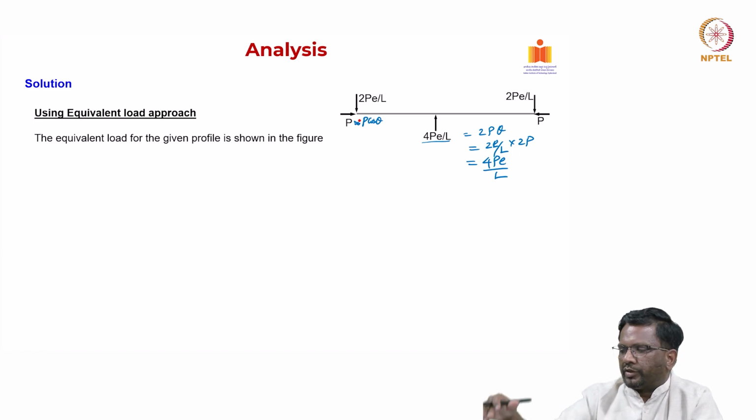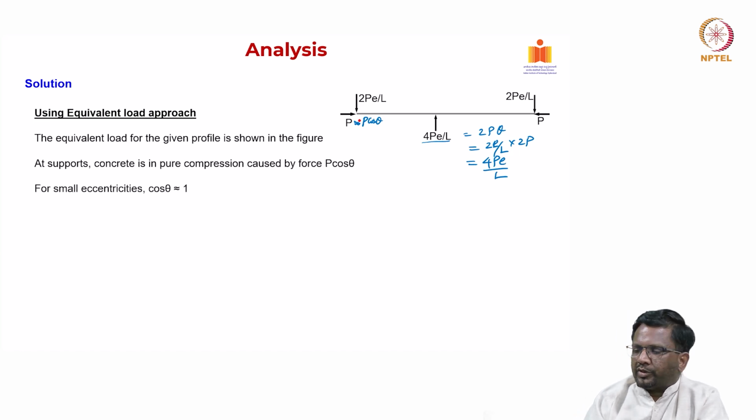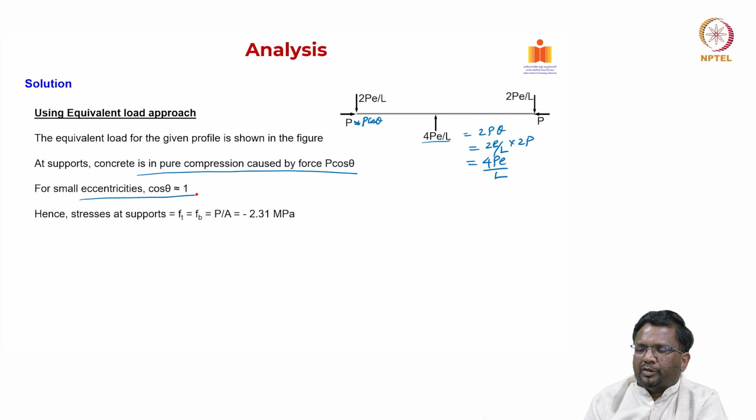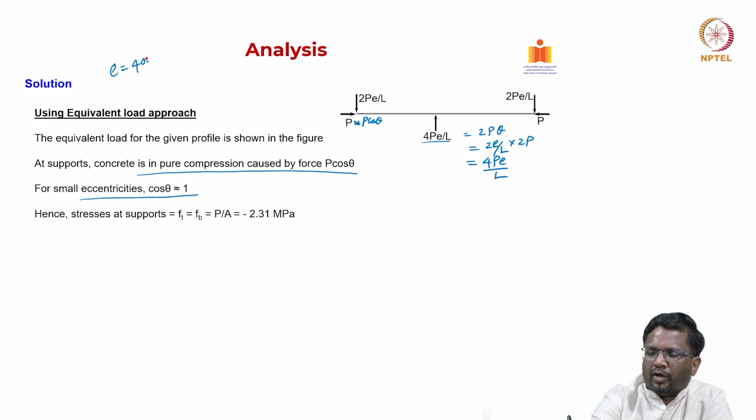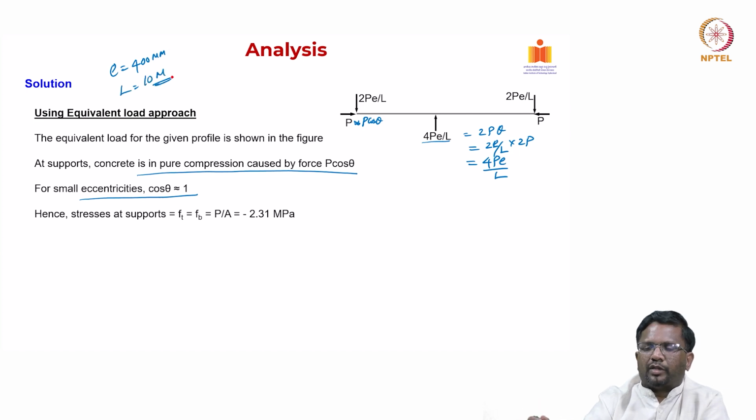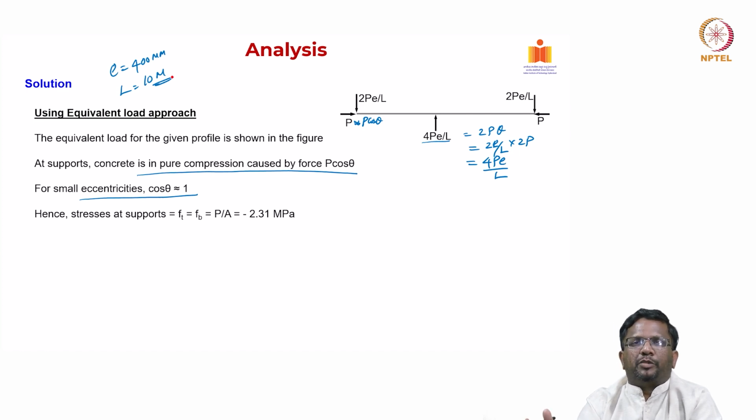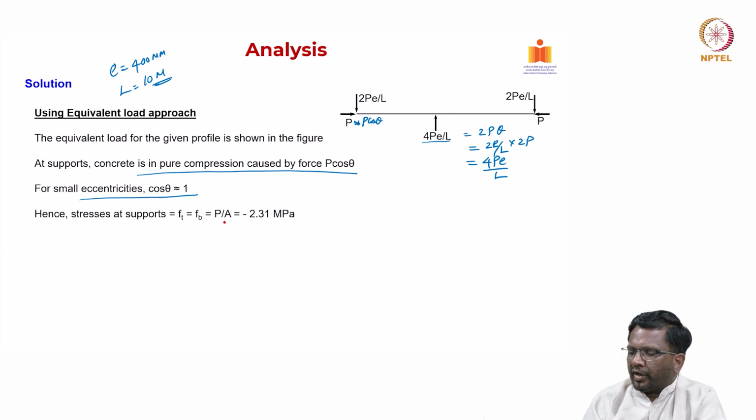Then the vertical force has to be in equilibrium, that is going to be half-half, there is no other load acting. Now at supports, the concrete is in pure compression caused by force P cos theta. For small eccentricities, we can take cos theta equal to 1, and even in this beam, E is equal to 400 millimeter, and the length we have taken as 10 meters. So compared to the length of the beam, the eccentricity is so small, the slope is going to be small, so cos theta can be assumed as 1. So you can run the numbers very close to 1. So the stress at the support, again from these calculations, is only P acting, so it is going to be P by A, which is 2.31 megapascal.